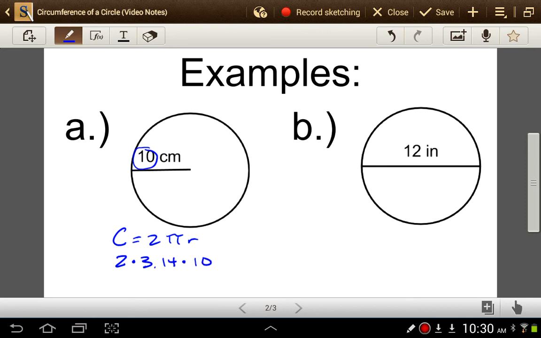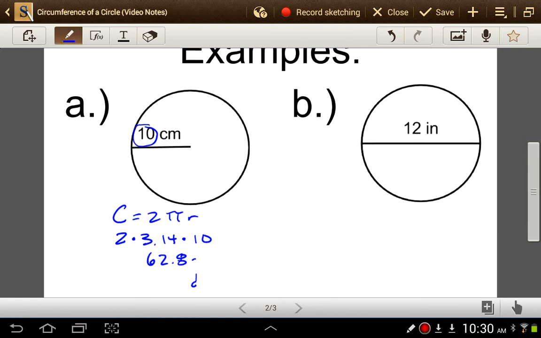My radius number. So when I take my calculator and I do 3.14 times 2 times 10, okay, I'm going to get 62.8. Since this is a distance around, the unit just stays at centimeters. So 62.8 centimeters, and that's your final answer.